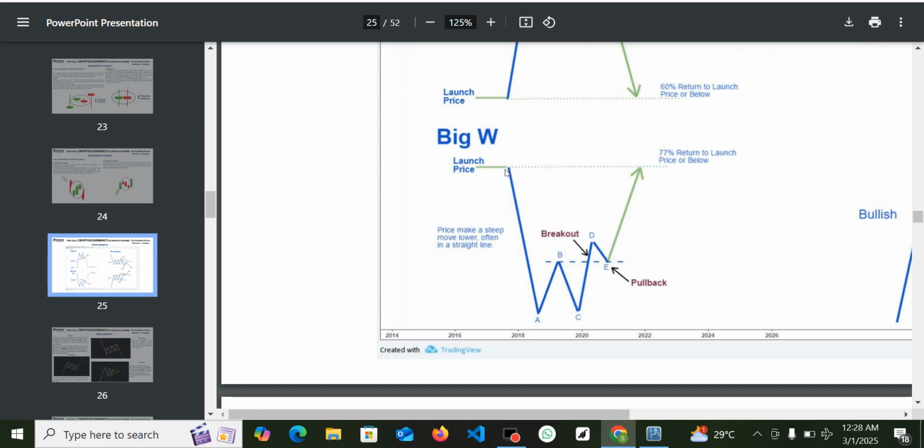So you can see, once you see this formation on the chart, then you should expect this kind of reaction within the chart. So it is a good buy for you at this point.